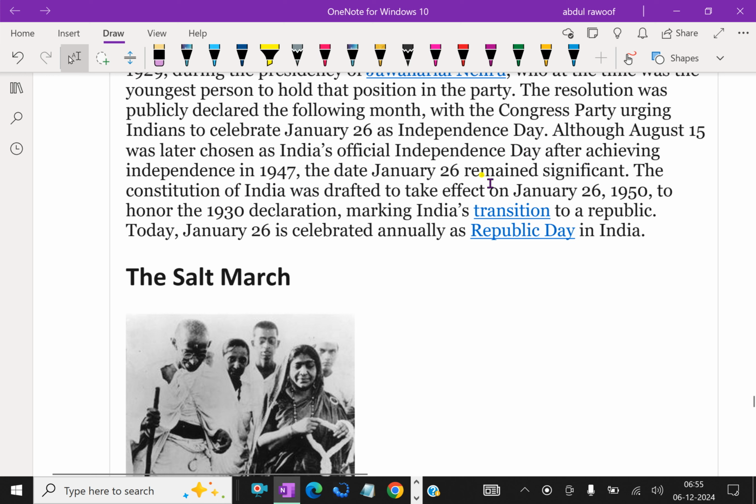The date January 26 remained significant. The Constitution of India was drafted to take effect on January 26, 1950, to honor the 1930 declaration, marking India's transition to a republic. Today, January 26 is celebrated annually as Republic Day in India.